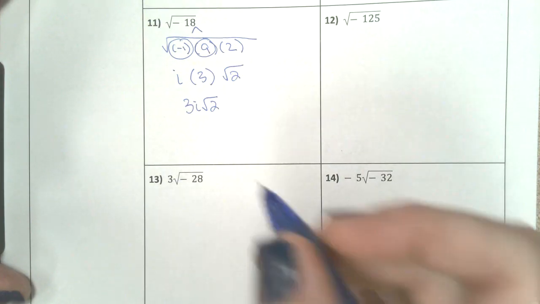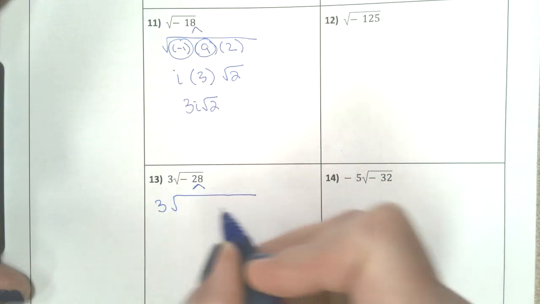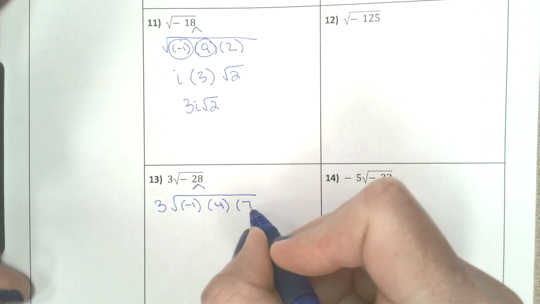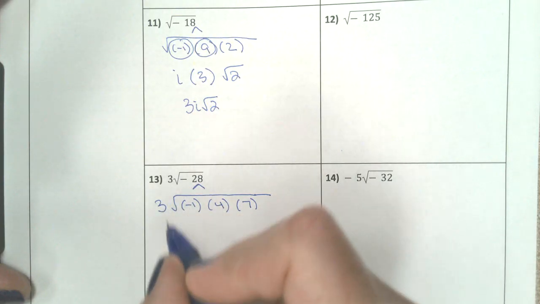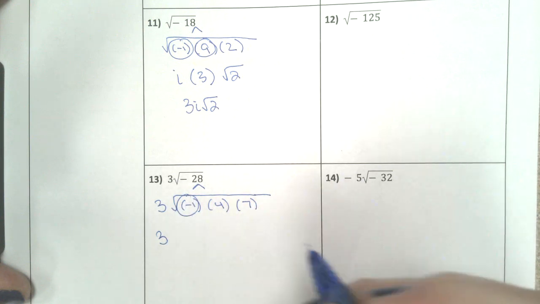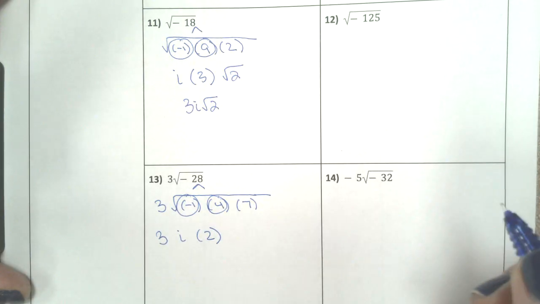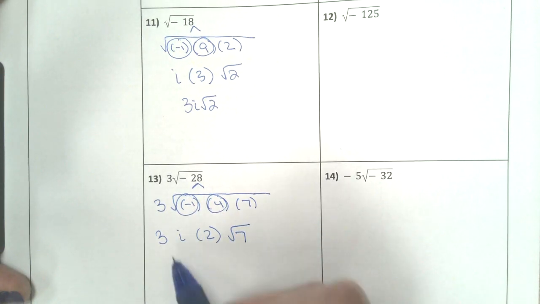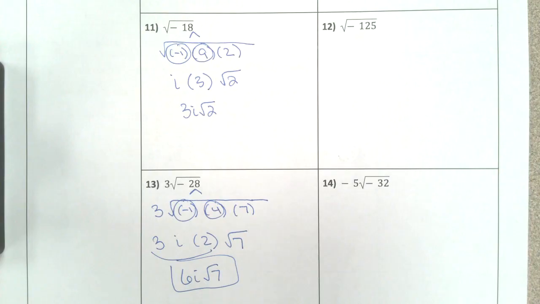We're going to simplify 3 radical negative 28. Deal with that 3 later. 28 factors as negative 1 times 4 times 7, because 4 is a perfect square. So I keep my 3. The square root of negative 1 is i. The square root of 4 is 2. And I can't do anything with the 7, so it stays. I'm going to multiply these numbers together, and my good answer is 6i radical 7. And that's how you simplify radicals.